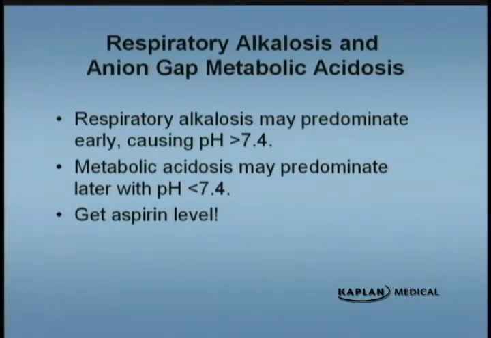Aspirin is one of those things where the pH might be high or low. The aspirin causes a respiratory alkalosis, and that's usually early on in the poisoning, so the pH might be above 7.4. A little bit later in the poisoning, you get a metabolic acidosis, and then your pH will be less than 7.4. So expect to see any pH in an aspirin poisoning case.